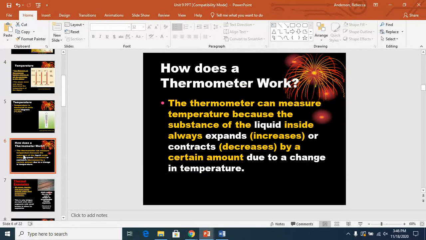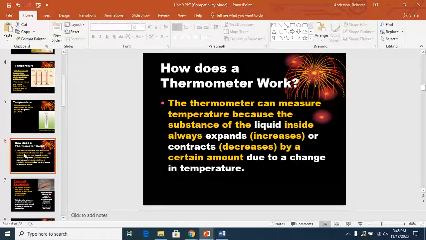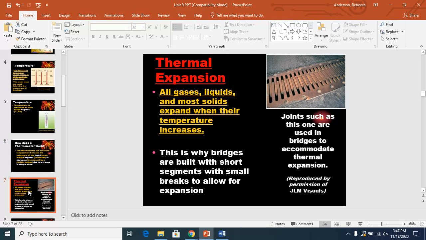So how does a thermometer work? A thermometer can measure temperature because the substance of the liquid inside of the thermometer expands, increases, or contracts, decreases by a certain amount due to a change in temperature. And they just mark that thermometer so you know what temperature it is if it's at a certain height. You really see that in the thermometers that look like the sticks that we typically use in the lab. Of course, there are also digital thermometers, which can process the information through like a little computer to get that.